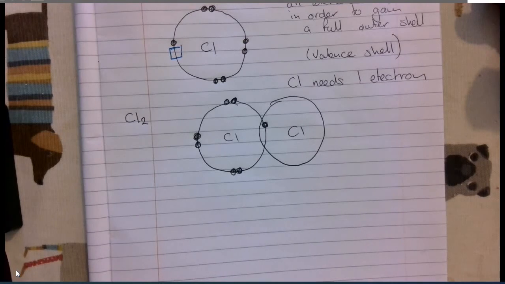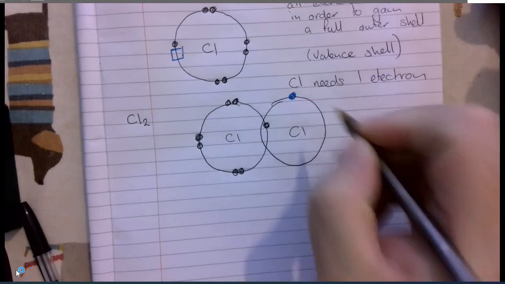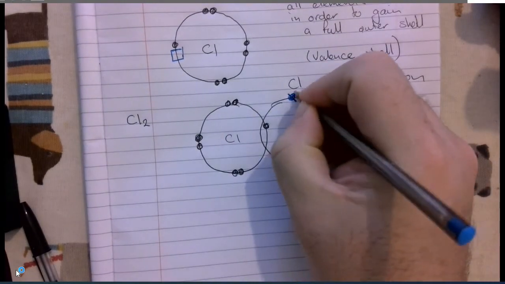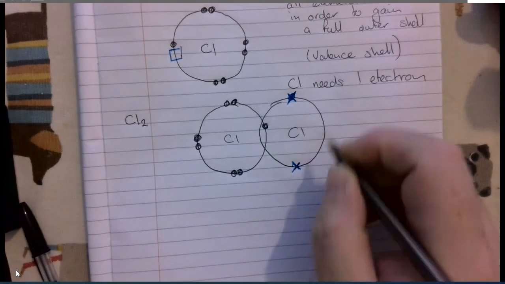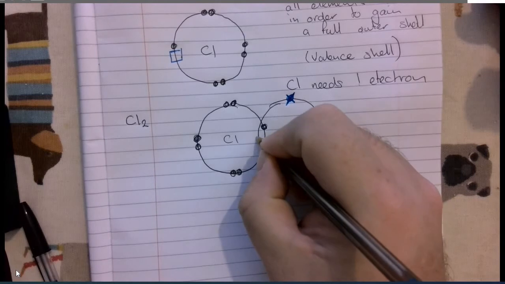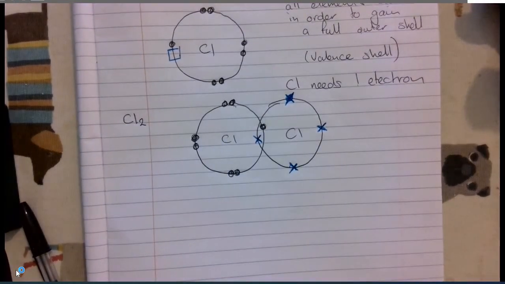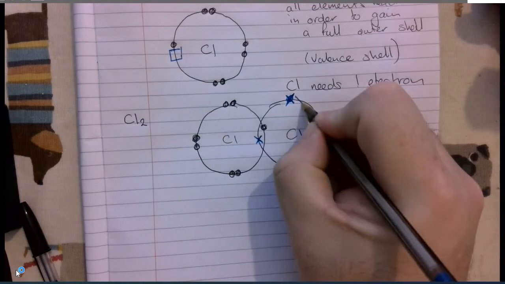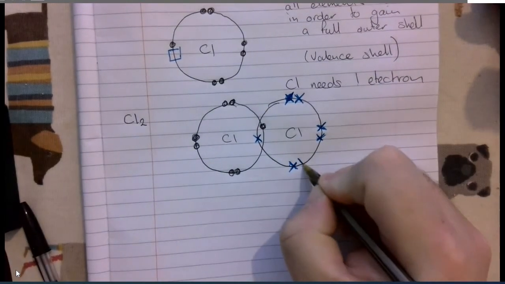Now the other chlorine will also have 7 electrons. Okay, so we go north, put these as crosses, north, south, east, west. Then we go clockwise around. 1, 2, 3.